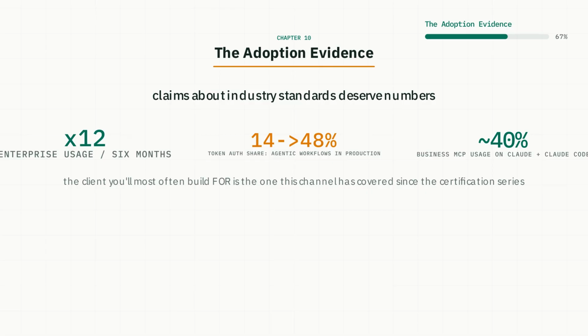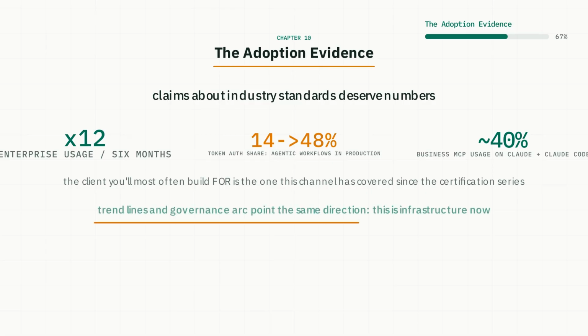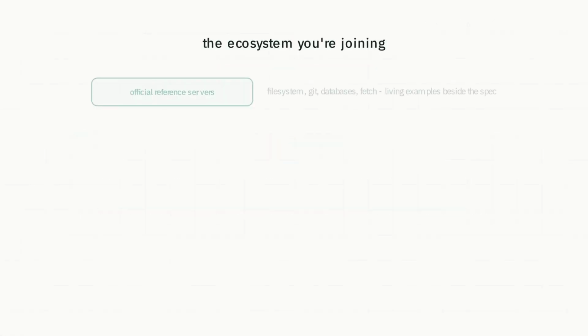And on the host side, Claude and Claude Code together grew to roughly 40% of business MCP usage, which is worth knowing for a practical reason. The client you'll most often be building servers for is the one this channel has covered since the certification series. The trend lines and the governance arc point the same direction. This is infrastructure now.